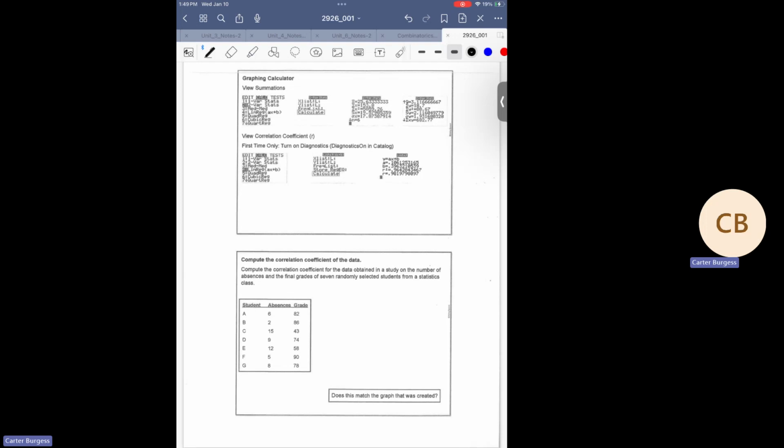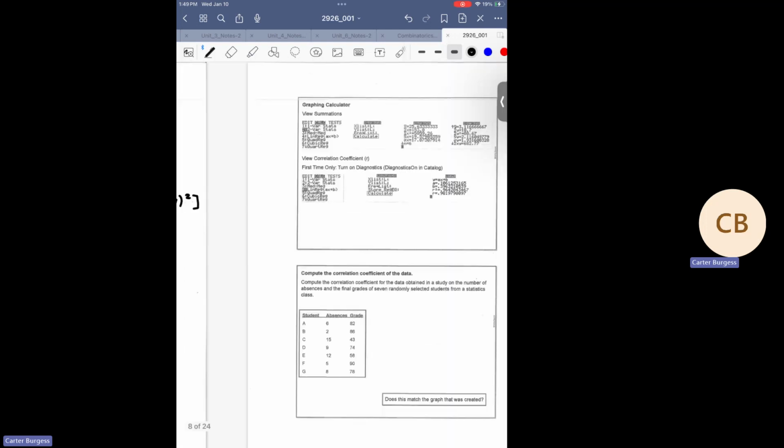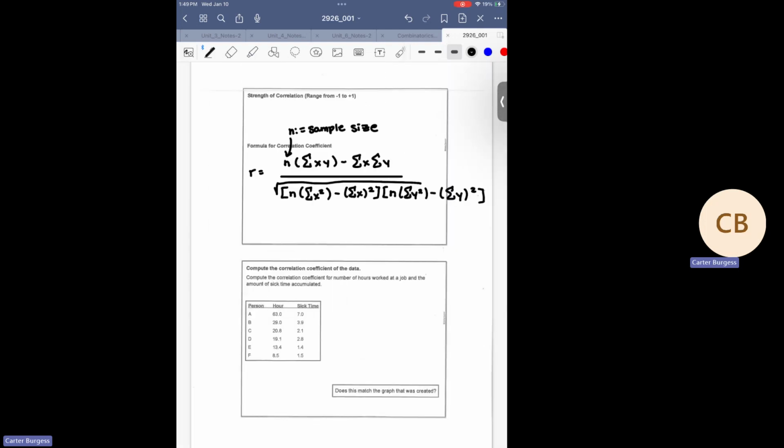So 2 variable stats, and then enter, enter, enter, enter, should give you a whole list of things. First one that I see is that X bar is equal to 8.14, just so that you know you're on the right page. Note that I am using the grades and absence data set. If you're using the hour and sick time, then you'll get different values.